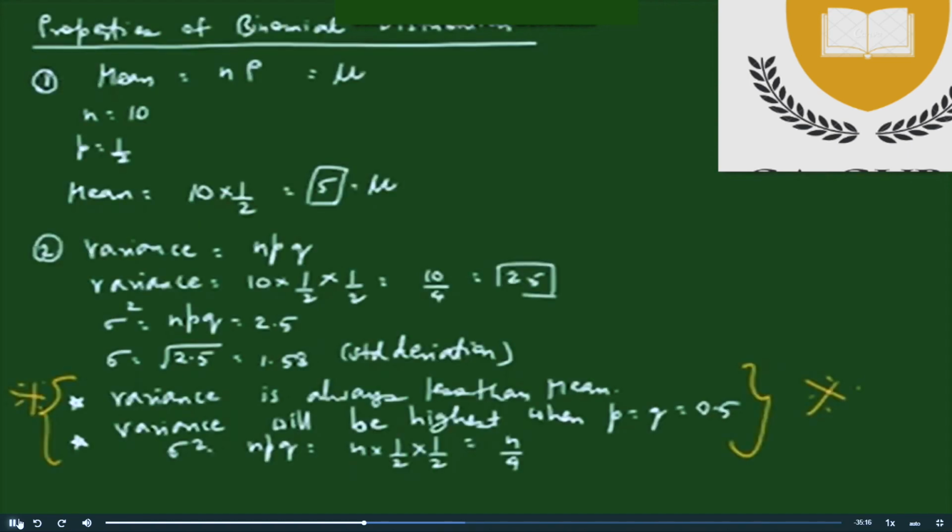So we saw two properties. First is the mean, second is the variance. Now we go ahead with the third property, which is the mode of the binomial distribution. The value of the mode is n plus 1 into p.